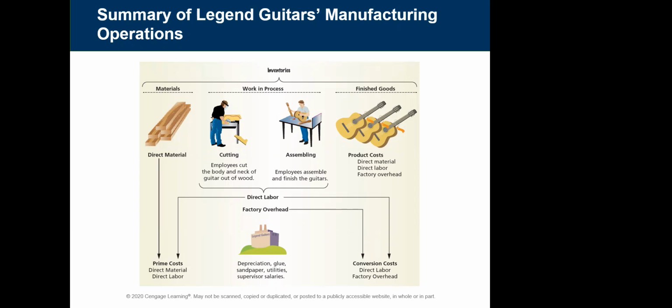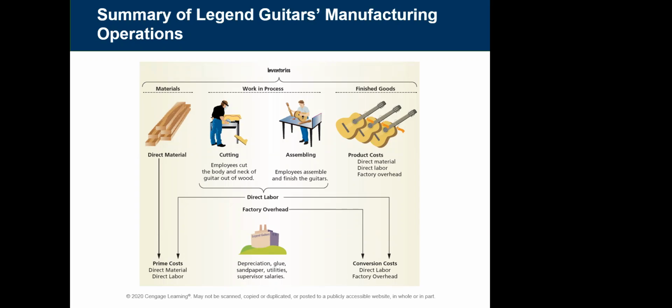We know that their direct materials and part of their direct labor are going to be what we call prime costs. This is just a review of terms from last chapter, okay? And then direct labor, a portion of the direct labor, and the factory overhead are going to be put into what are called conversion costs.